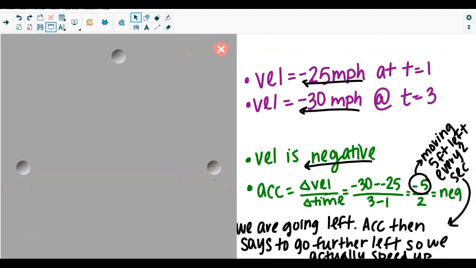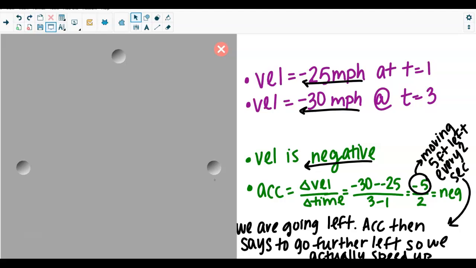So I know it's kind of weird to think of negative velocity, but again, all that negative says is we're going left. So if we do the same example, 25 miles per hour and 30 miles per hour, but negative, that means we are going left in both cases. So when we find the acceleration, same thing, we find negative 5 over 2. Well, what that negative means is that our change of velocity over change of time is actually telling us to move 5 feet left every 2 seconds. Well, if you're already going left and you are changing by going left even more, you're actually speeding up.